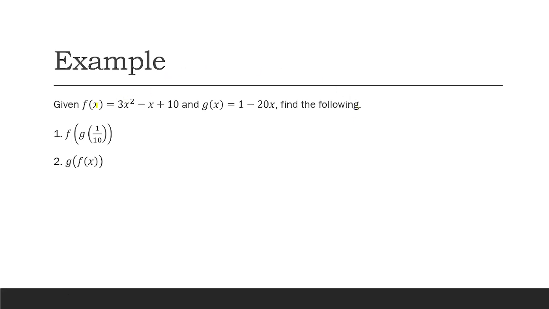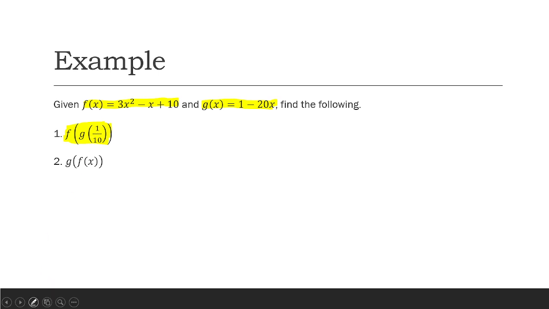So we have two functions, that's f of x is equal to 3x squared minus x plus 10, and another function, g of x, that is equal to 1 minus 20x. So ano yung gagawin natin dito? So we will just substitute. For number 1, ang pinapahanap sa atin is f of g of 1/10. Now, how do we evaluate this? Now, the easiest way to evaluate this is evaluate muna natin yung function na nasa loob ng parenthesis natin. And then, pag nakuha na natin yung value nung nasa loob, gamitin natin yon to evaluate the whole function.